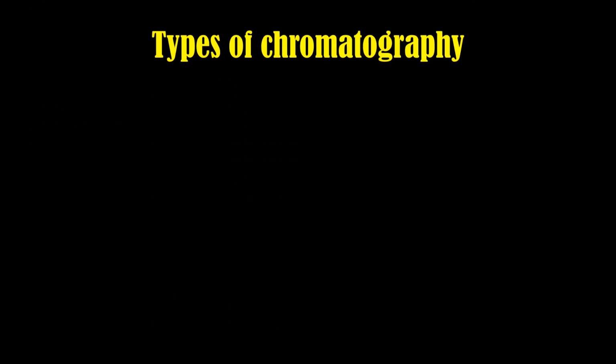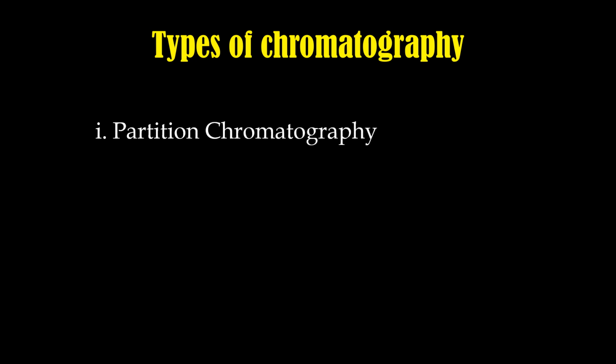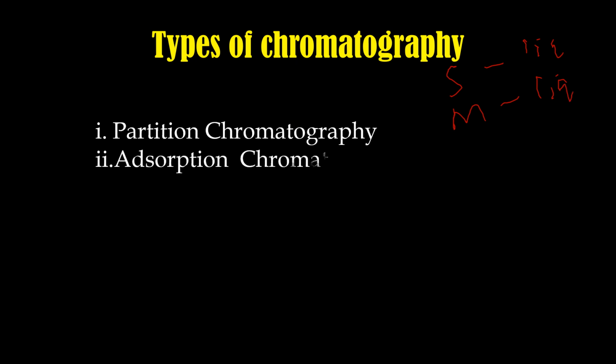Principle done, let's have a look at the types of chromatography. First one is the partition chromatography. It is a type of chromatography in which stationary phase and mobile phase both are liquid. Both are liquid. The second type is adsorption chromatography. In this, stationary phase is solid while the mobile phase is liquid.